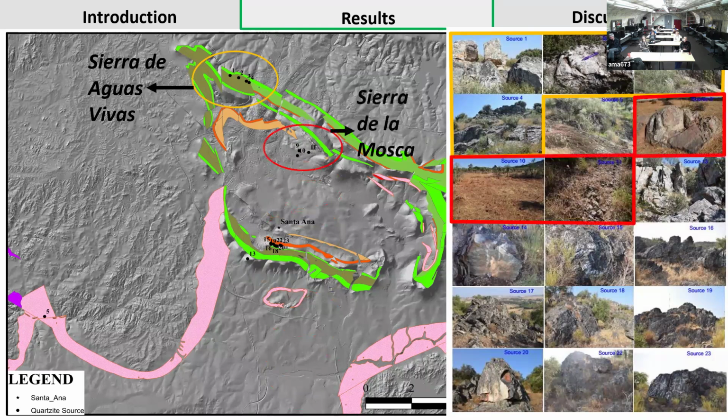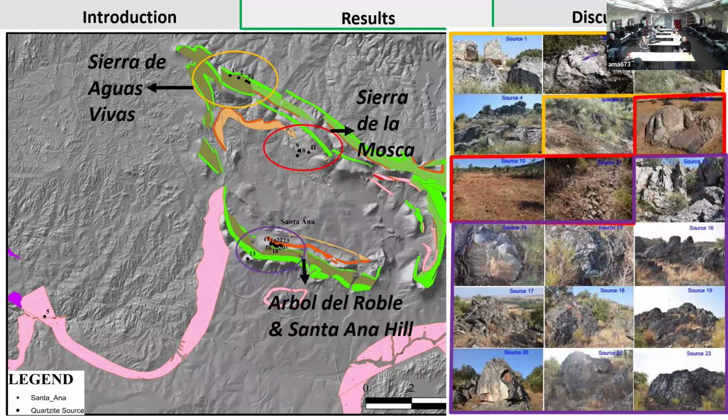The second area is the Sierra de la Mosca area, which is just down from Sierra de Agua Bibas. The other area is the Harbor de Robo and Santa Ana Hill, two different regions, just to the right and the left of Santa Ana Cave. You can see all the sources there. And the last one is along the Salo River, where only one sample was found based on the archaeological assemblage of Santa Ana.